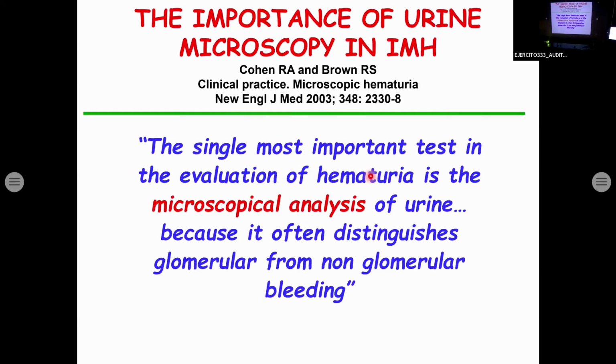What is the importance of urine microscopy, urine sediment examination in isolated microscopic hematuria? Here there is a sentence which comes from a review of microscopic hematuria published many years ago, but still very useful. The single most important test in the evaluation of hematuria is the microscopic analysis of urine, because it often distinguishes glomerular from non-glomerular hematuria, glomerular bleeding. We have already heard about this topic several times today, starting from the very important lecture of Professor Veles this morning.